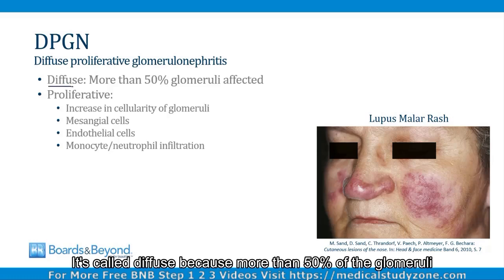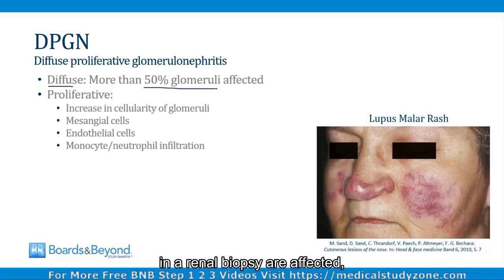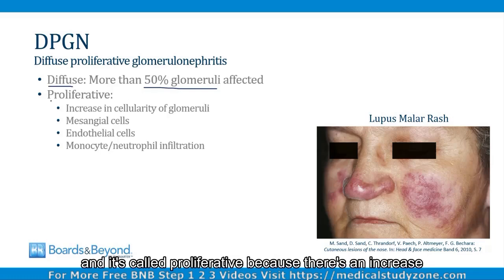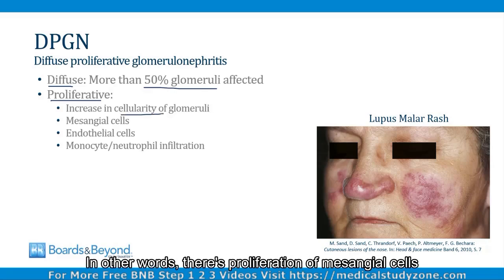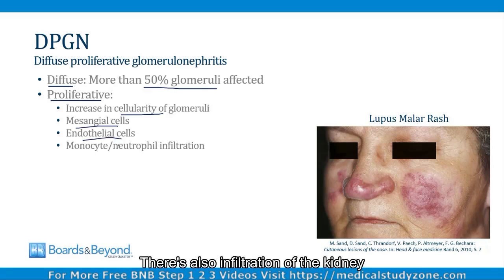So back to our discussion of diffuse proliferative glomerulonephritis. It's called diffuse because more than 50% of the glomeruli in a renal biopsy are affected. And it's called proliferative because there's an increase in the cellularity of the glomeruli. In other words, there's proliferation of mesangial cells and endothelial cells. There's also infiltration of the kidney by monocytes and neutrophils.